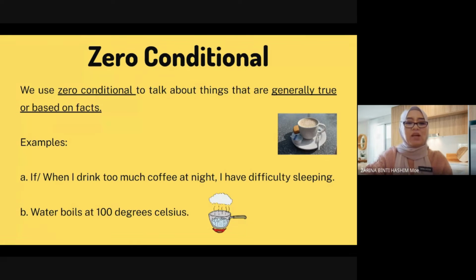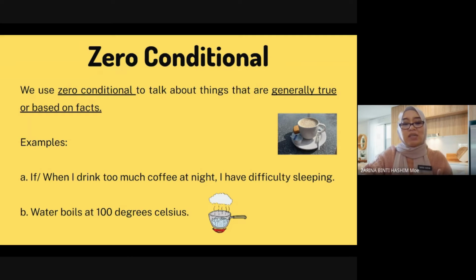We use zero conditional to talk about things that are generally true, based on fact, things you cannot deny. You cannot say that it is not correct, because there is no condition for you to say so. For example, things that are generally true, like when you drink coffee at night, you may have difficulty sleeping. That is one example.